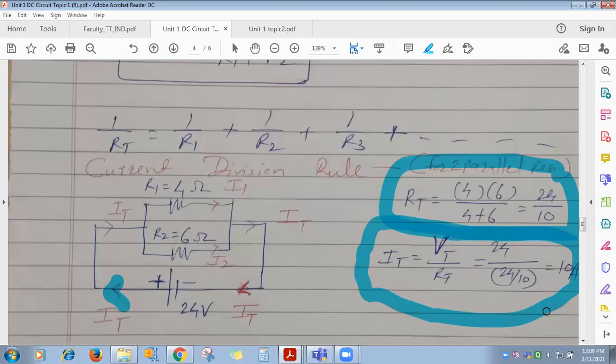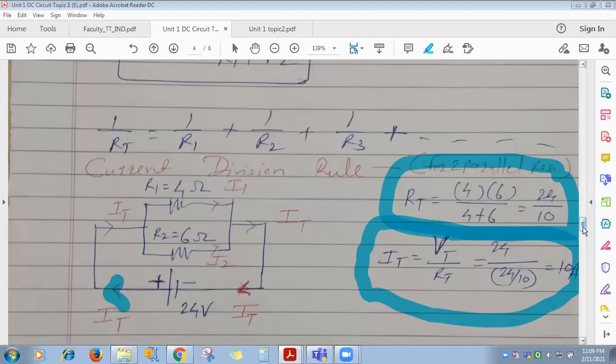So see the calculations. R equivalent is 4 into 6 divided by 4 plus 6, that is 24 by 10 ohm. And Ohm's law you can apply, V is equal to IR. So using Ohm's law, you can find out the total current. Okay, sure, I'll slow down.